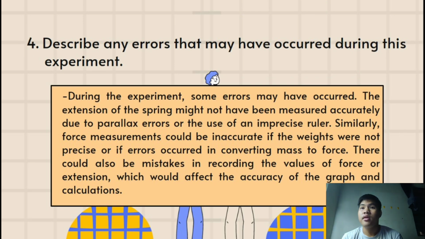Describe any error that may have occurred during this experiment. During the experiment, some errors may have occurred. The extension of the spring might not have been measured accurately due to parallax error or the use of an imprecise ruler. Similarly, force measurement could be inaccurate if the weights were not precise or if errors occurred in converting mass to force. They could also have been mistaken in recording the value of force or extension, which could affect the accuracy of the graph and calculation.